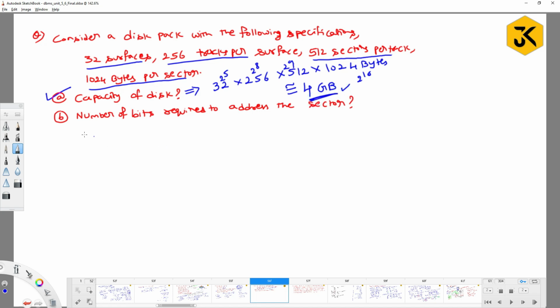Right? Yes. So the second part is somewhat different, that's why I have taken this one. Number of bits required to address the sector. Right? What is the meaning of this one?